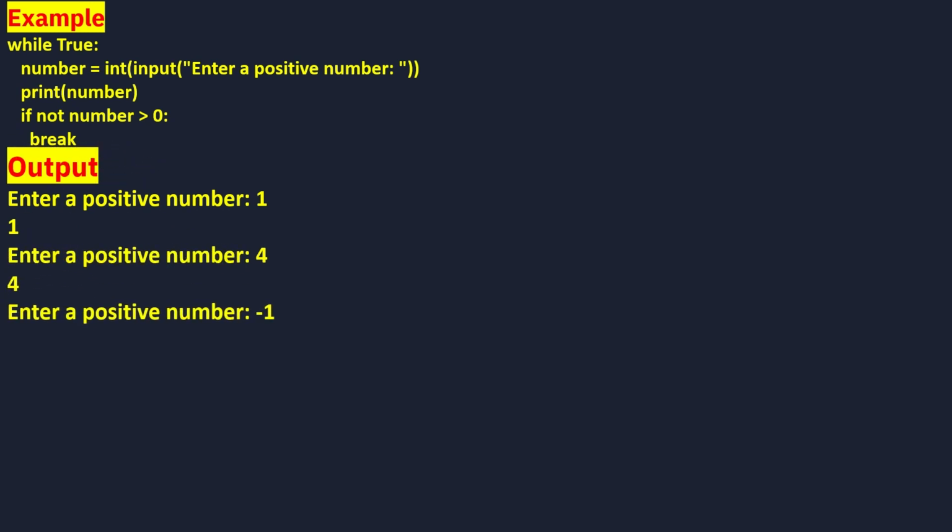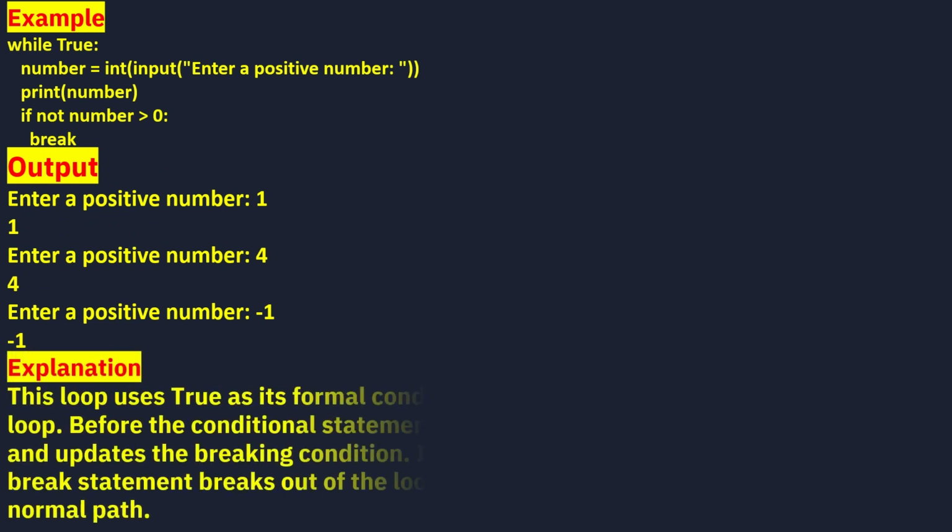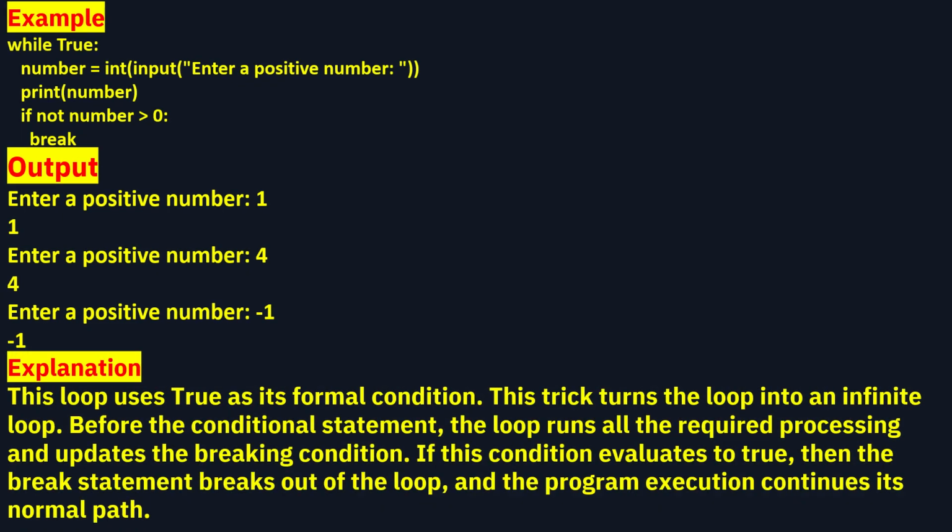-1. Explanation. This loop uses True as its formal condition. This trick turns the loop into an infinite loop. Before the conditional statement, the loop runs all the required processing and updates the breaking condition. If this condition evaluates to true, then the break statement breaks out of the loop and the program execution continues its normal path.